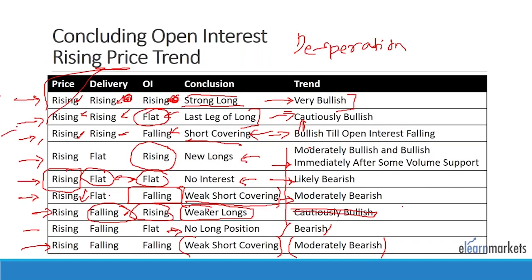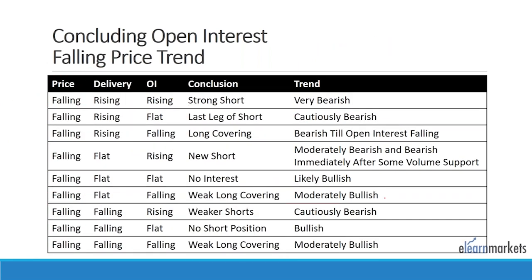This was the case of rising prices, and this is exactly opposite, where we are trying to show the case of falling prices. Quickly, falling prices, you have price decreasing and open interest rising. That means there are new shorts in the system. Price decreasing and open interest flat, but increase in delivery. This is probably the last leg of short.